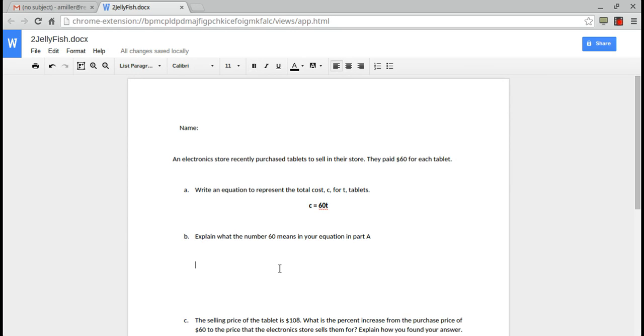The second one, explain what the number 60 means in your equation in part A. Here's what I put. I talked about it a little bit. 60 represents the cost per each tablet in the equation above. It can be as simple as that. That's what 60 represents. It's the cost per each tablet, and so that's why we put it into our equation.